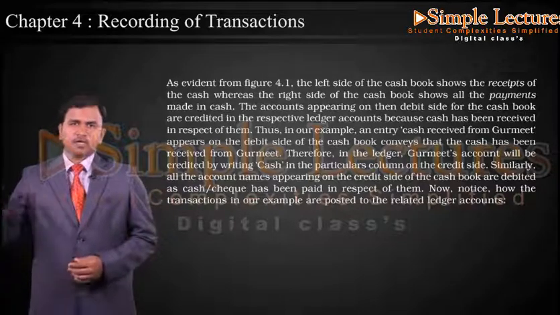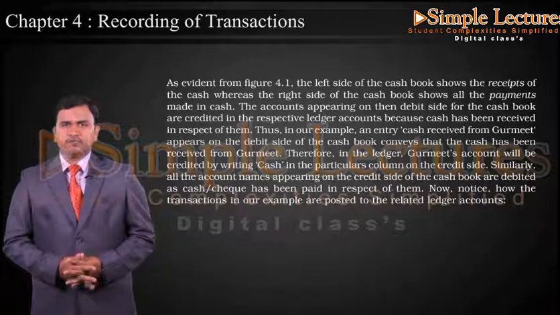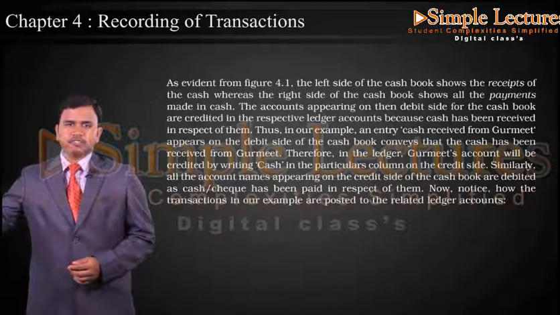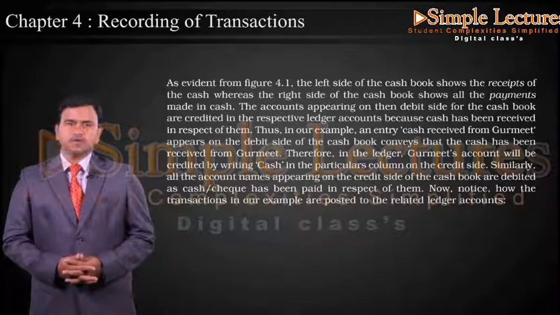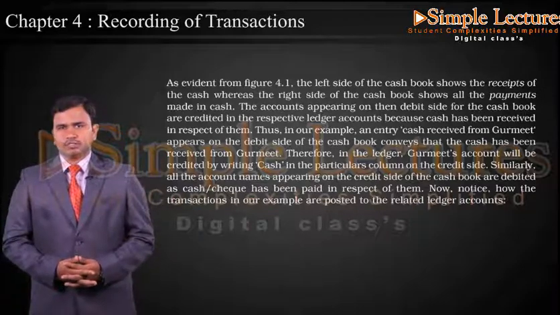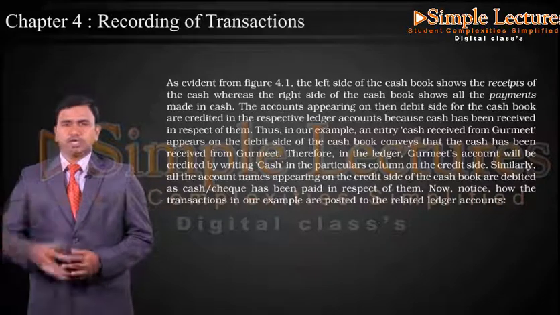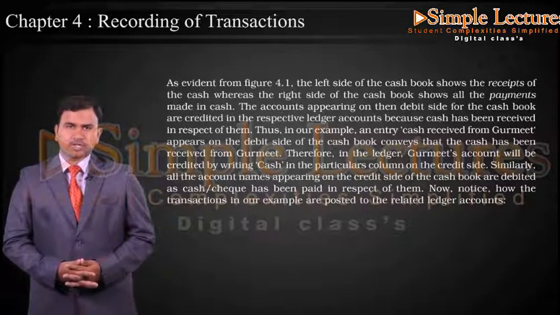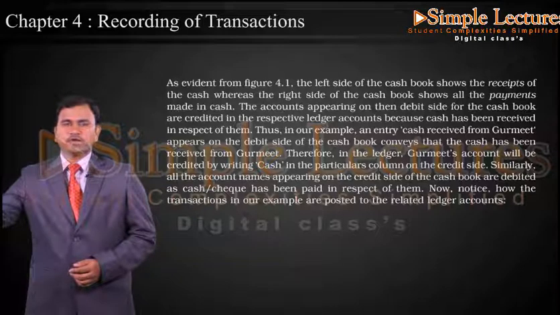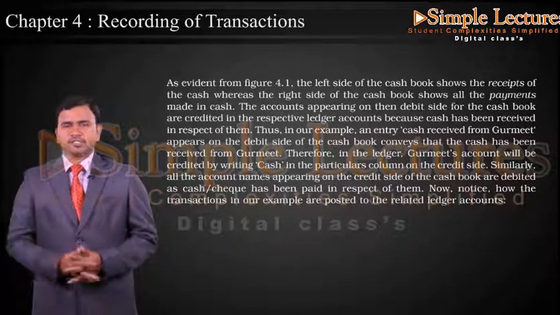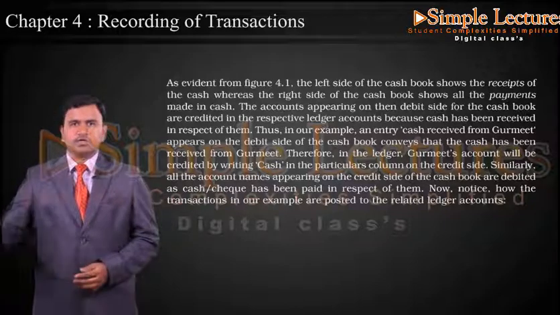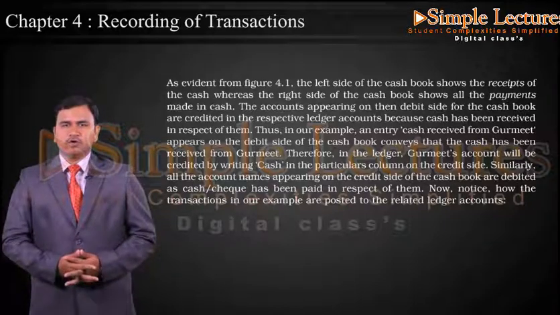Now coming to the cash account, we have an entry in the debit side. The entry here is Gurmeet account, 12,000. The same 12,000 that we have in the Gurmeet account will be posted directly to the credit side of his account. So now let us prepare the ledger account for Gurmeet account.